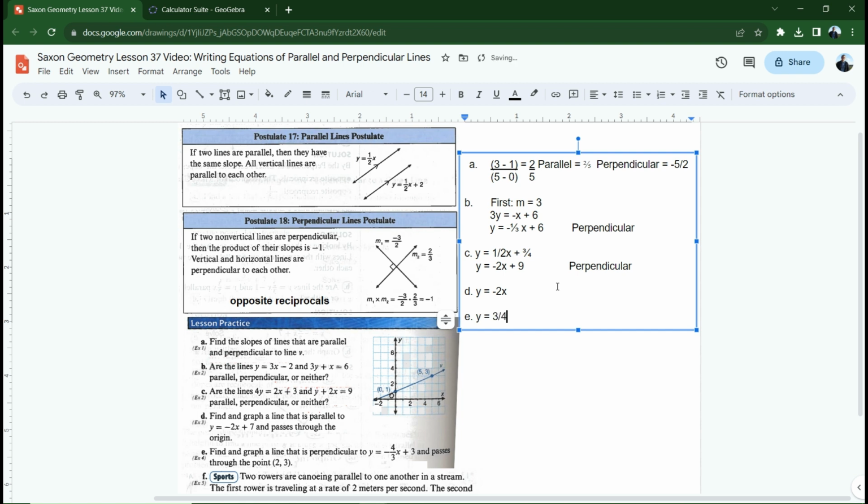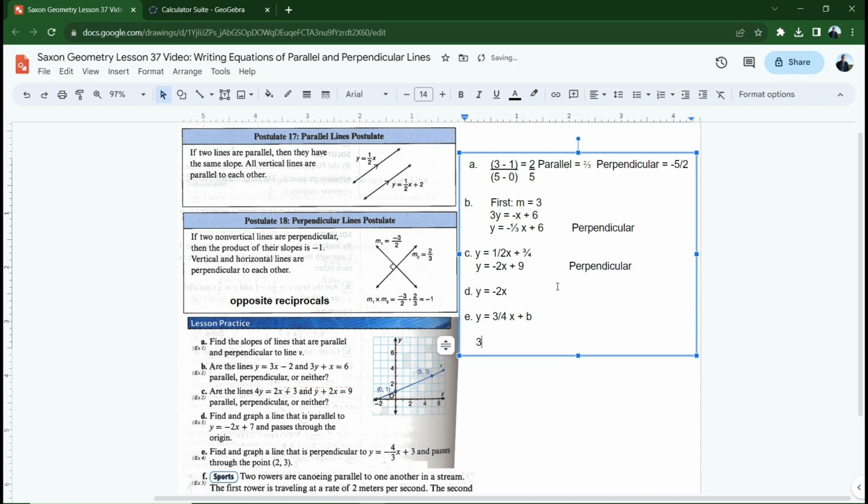It's going to be 3/4 x plus, and now I need it to pass through the point (2, 3), but I don't know what that is yet. So I'm just going to say that that's b. It's going to have a y-intercept, and I don't know what the y-intercept is. But to find the y-intercept, all I need to do is plug in a point, and I've given the point (2, 3) as a solution to the equation.